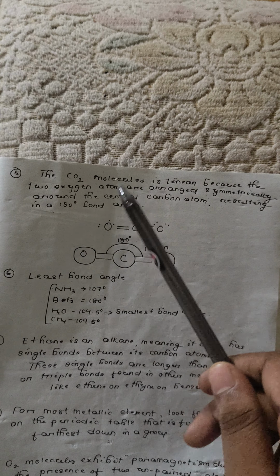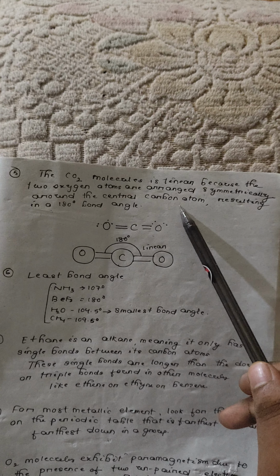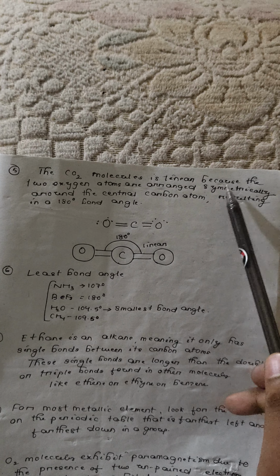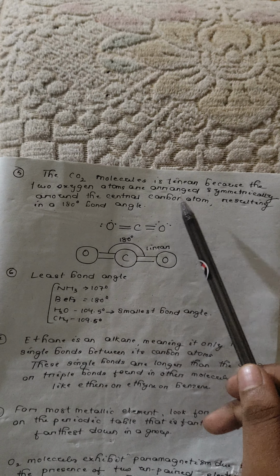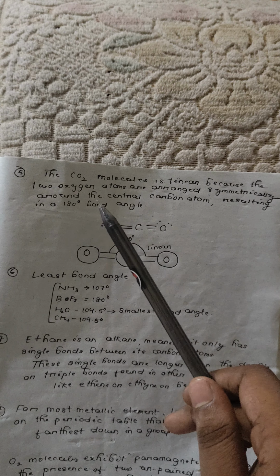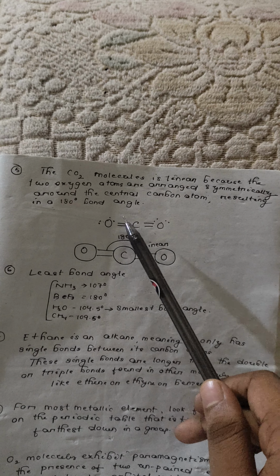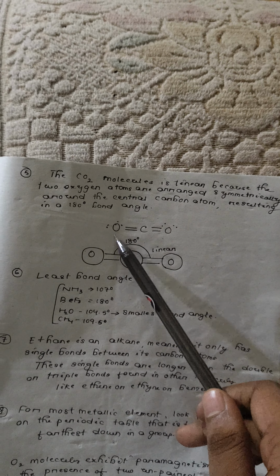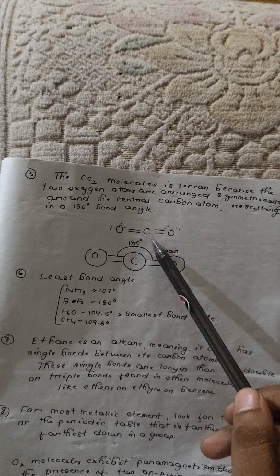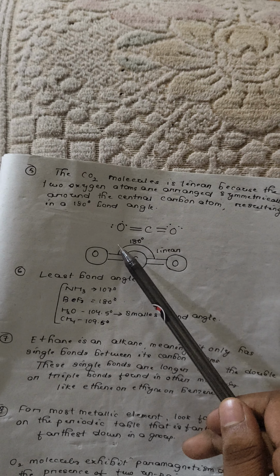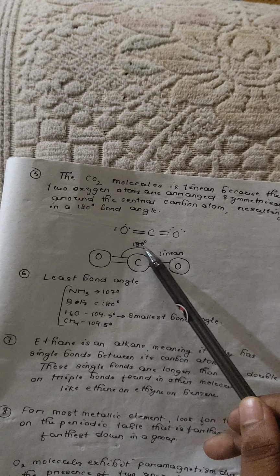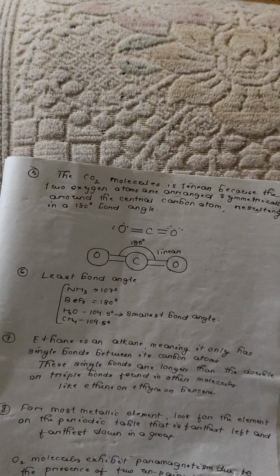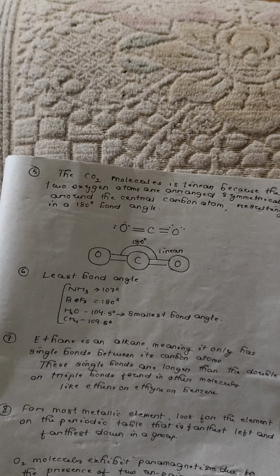This is question number 5. The CO2 molecule is linear because the two oxygen atoms are arranged symmetrically around the central carbon atom, resulting in a 180-degree bond angle. So carbon has two oxygen atoms, and between them two double bonds are present, which are linear in shape, that is, they contain a 180-degree angle. Okay, so let's move to the 6th question.